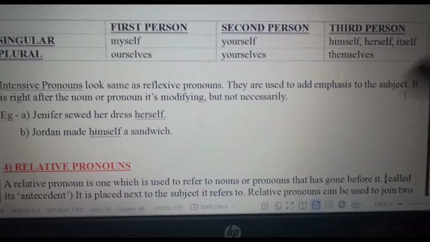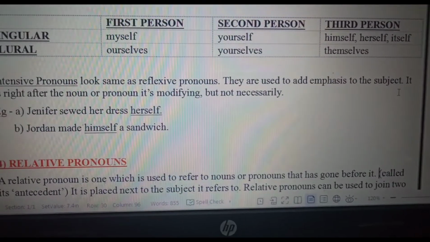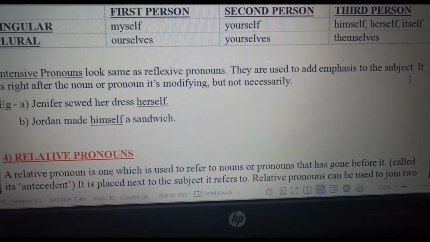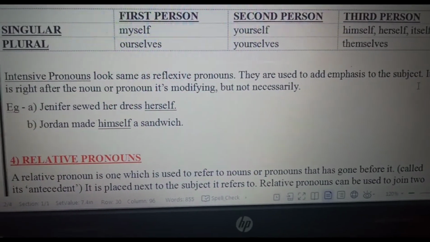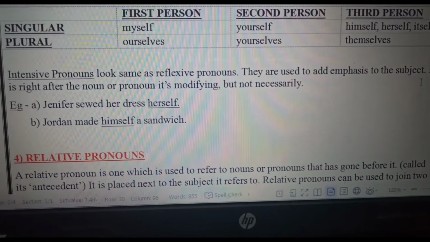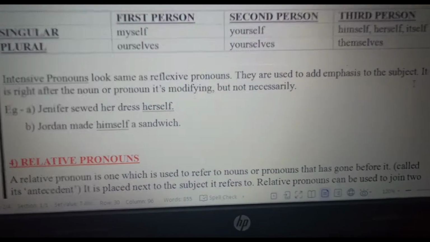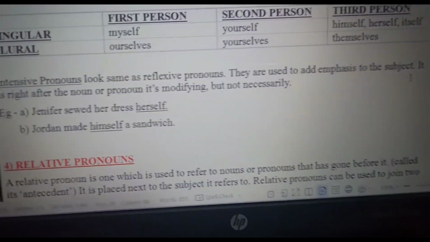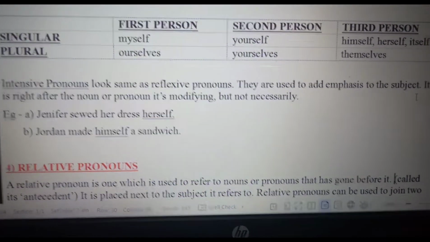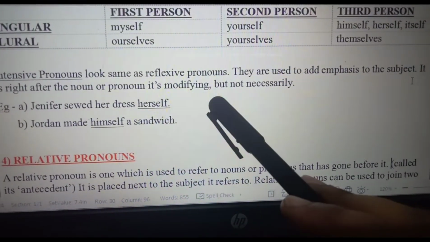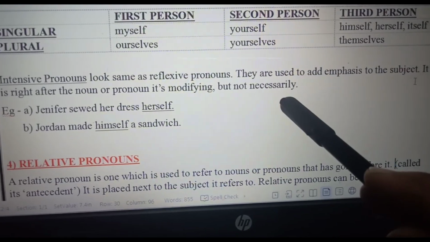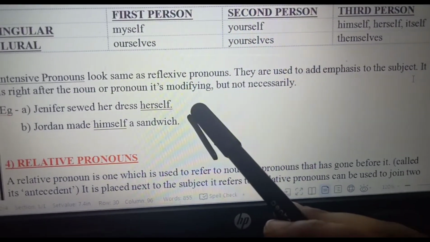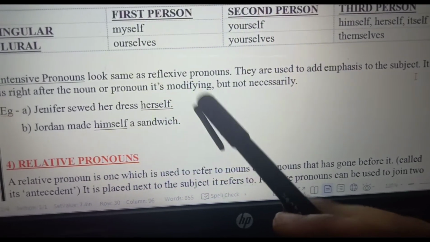Intensive pronouns are very similar to reflexive pronouns. They are used to add emphasis. Whenever we are giving stress to something, we are emphasizing the subject. That is known as an intensive pronoun. It comes right after the noun or pronoun it's modifying, but not necessarily. In some cases it is just after the noun or pronoun in a sentence, but not always.